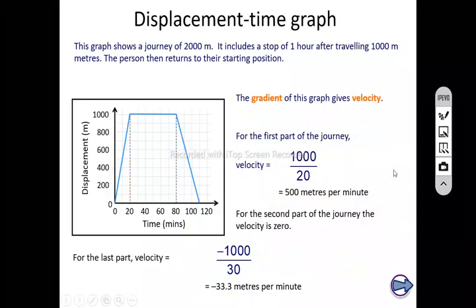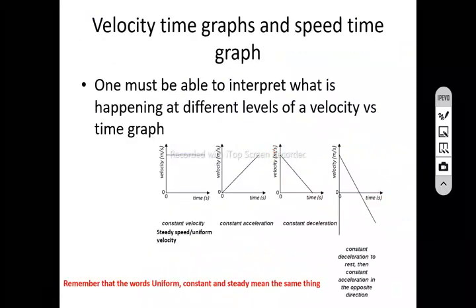So now we move on to our next graph: the velocity time graph. We have a brand new graph, the velocity time graph, and we'll also be looking at speed time graphs. One must be able to interpret what is happening at different levels of a velocity versus time graph. Are we clear? So on a velocity time graph, you have velocity on the y-axis and time on the x-axis. Remember, velocity is distance covered in a given direction per unit time. So you understand where I come from?